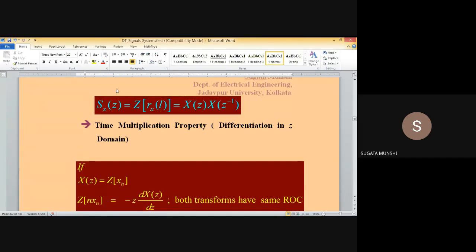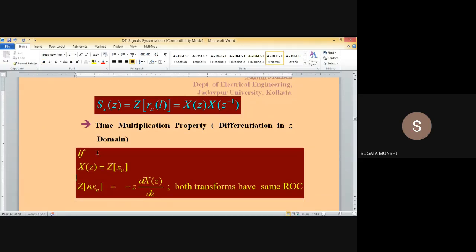Next property is the time multiplication property. If you multiply a sequence with n, then the Z transform is minus z dX(z)/dz, where X(z) is the Z transform of the sequence xn. Now the Z transforms of n xn and xn will have the same ROC.